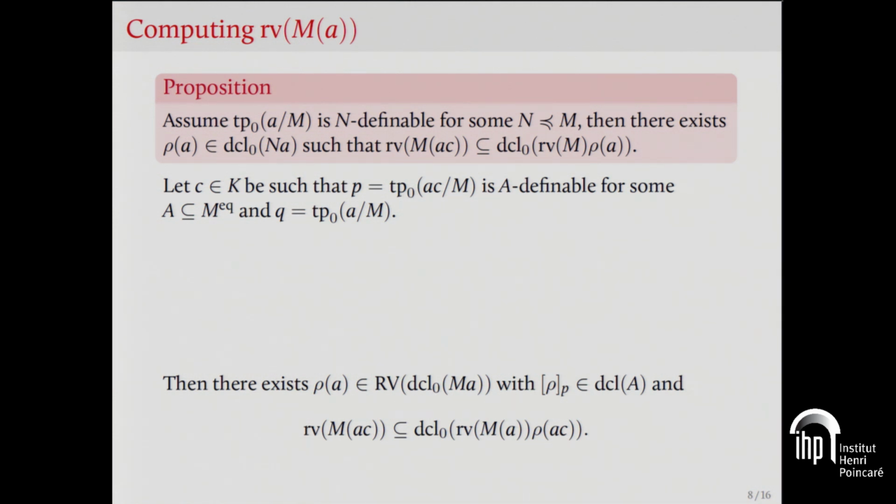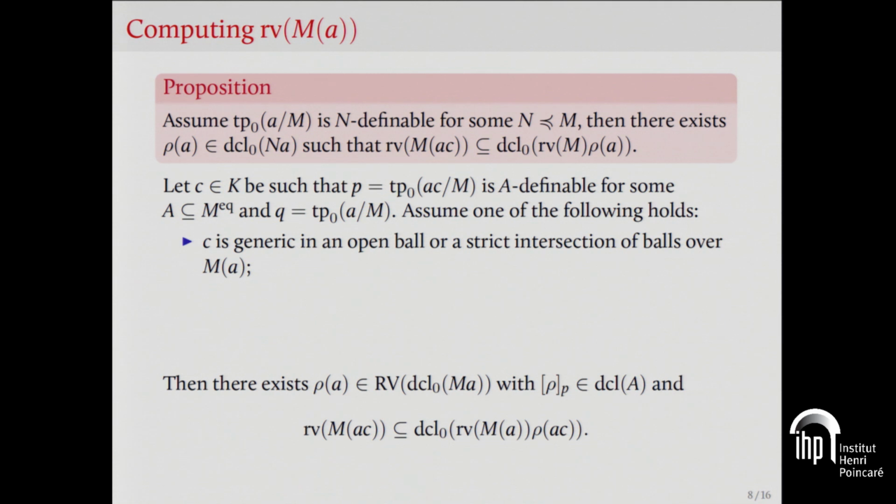Yes, it should be rho of AC. There should be a C here and a C there, I'm sorry. So we are trying to find a rho whose P germ is definable and such that this equality holds, and then we just do the induction. And so what I'm claiming is that this can be done in the following cases.